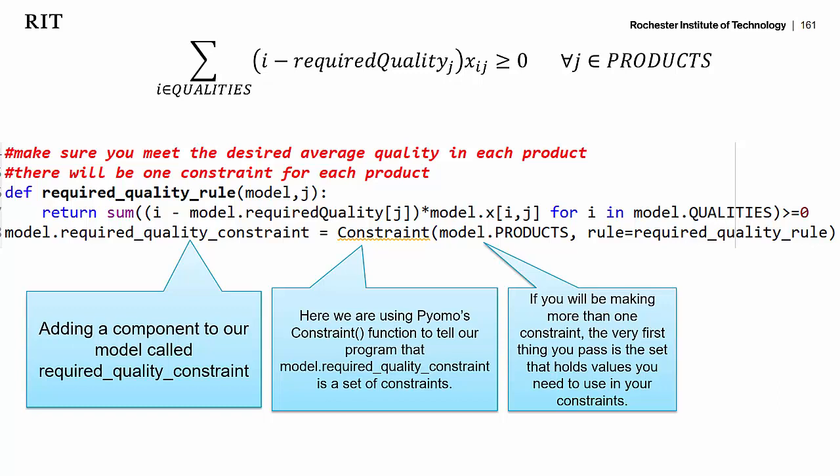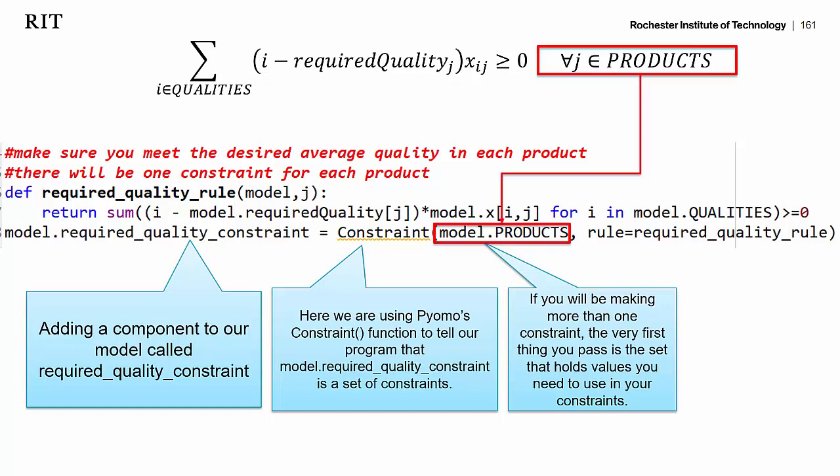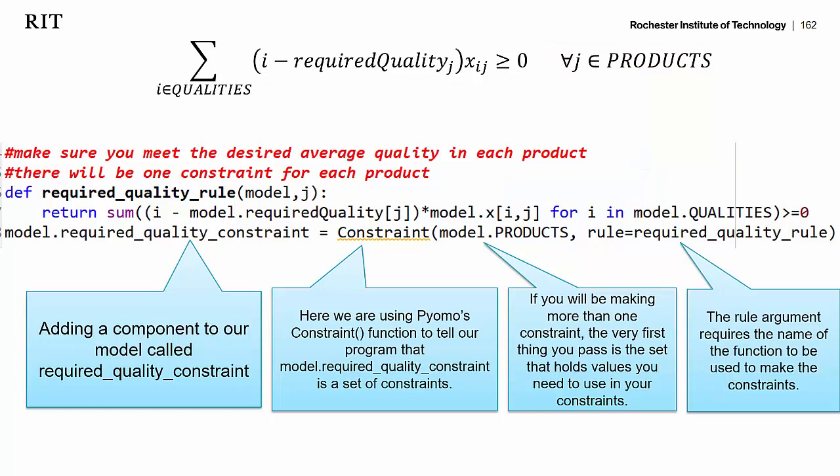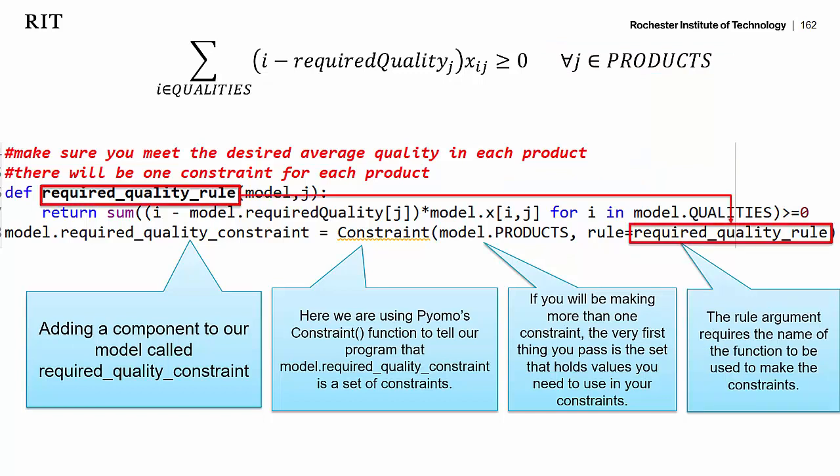And with this constraint function, if we know that we want to make more than one constraint, the very first thing we pass it is a set. It's basically the set that we want to use in the rule that we're about to tell it about. So here I know that I want to make a constraint for every single one of my products, so I pass it the products set. And then I need to tell it what rule to call. So it's going to call the rule that I just made, the requiredQuality rule, and it's going to call it as many different times as the number of products in my products set.